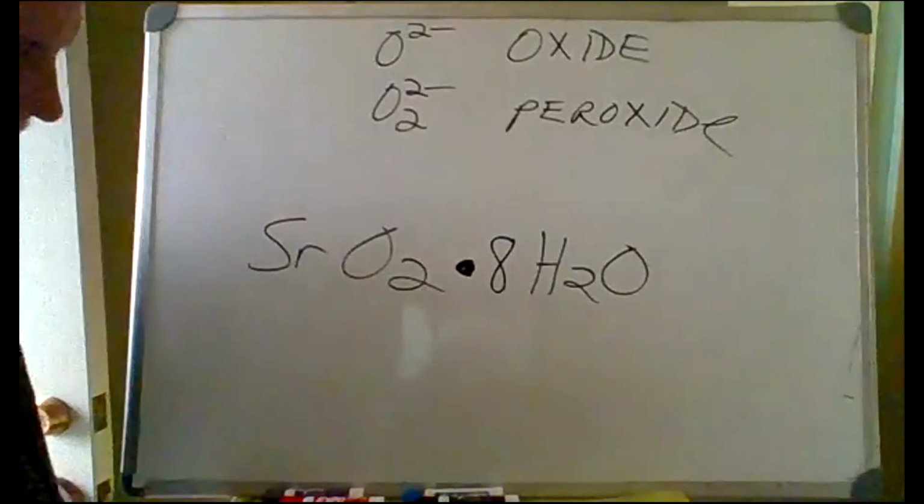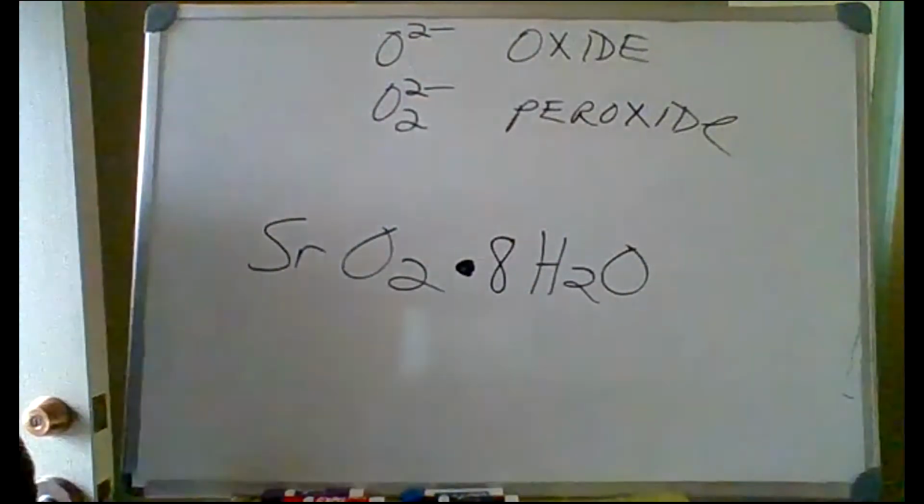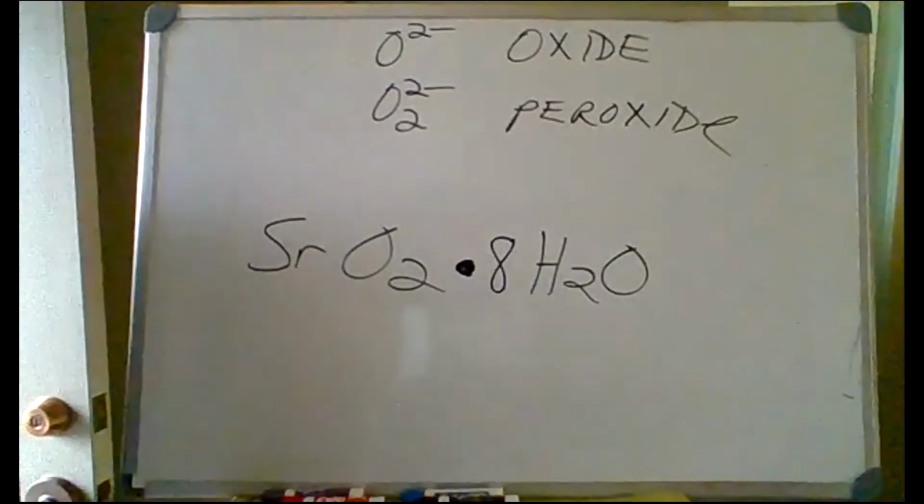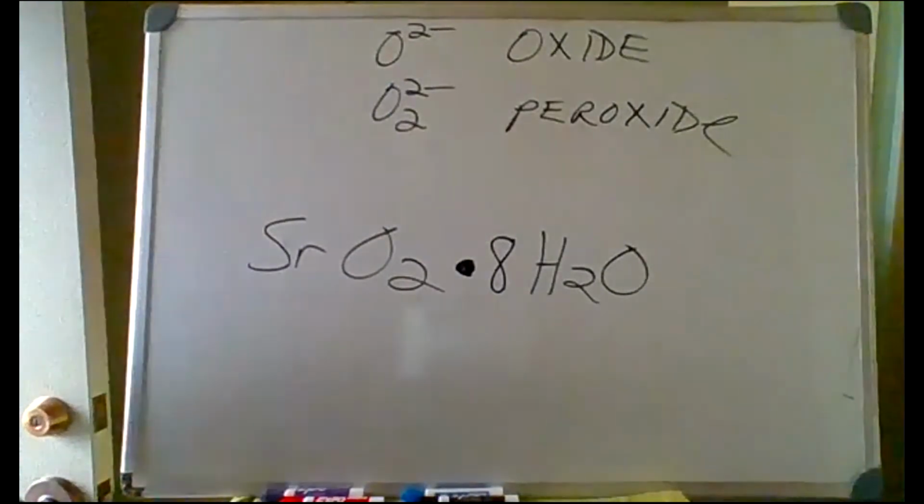So strontium does not have the subscript 2. Well, so what? What does that mean? So if it was 2 oxides, then the strontium would have to have the +4 charge to make it neutral. Yes, very good.